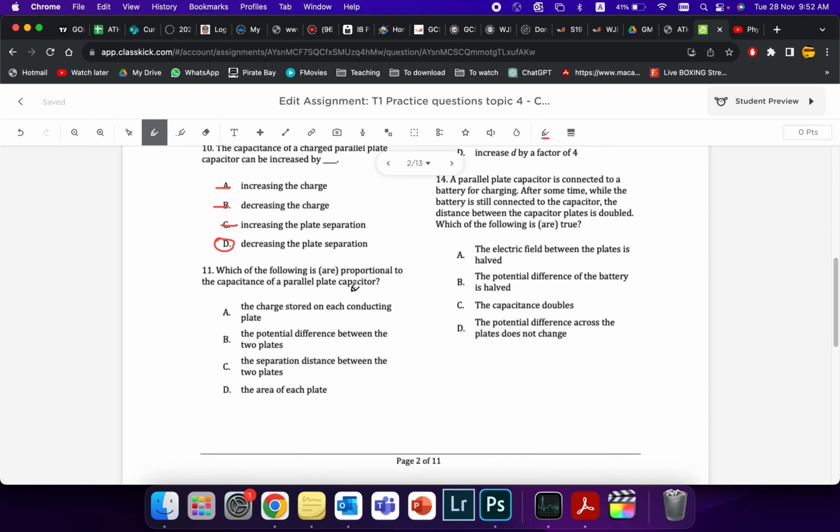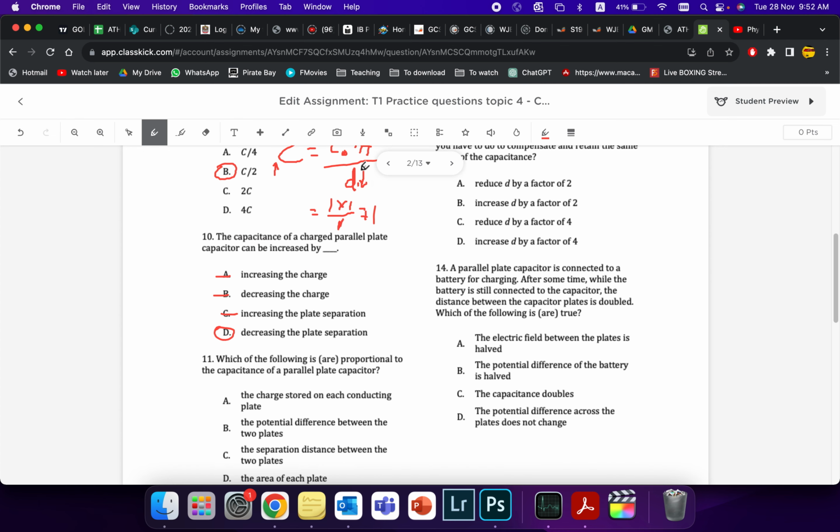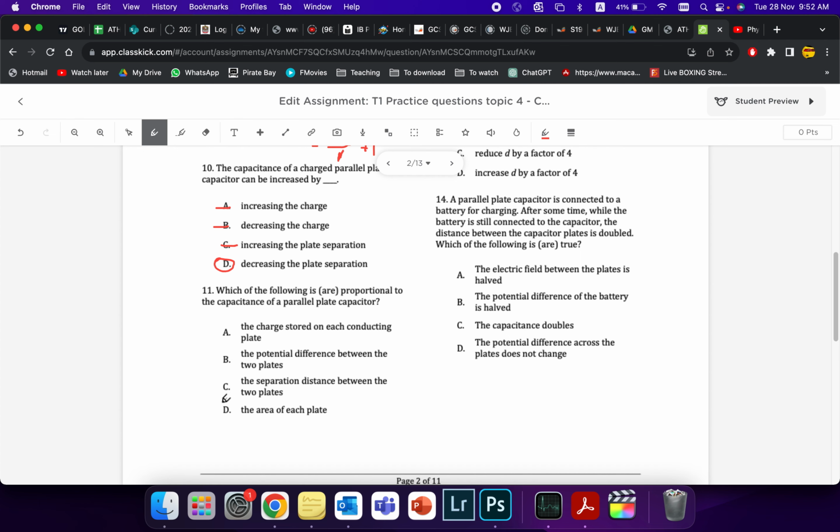Which of the following are proportional to the capacitance of a parallel plate capacitor? The proportional, directly proportional, I kind of gave it away up here. The area is directly proportional. The separation is inversely proportional, and these two do not affect it.